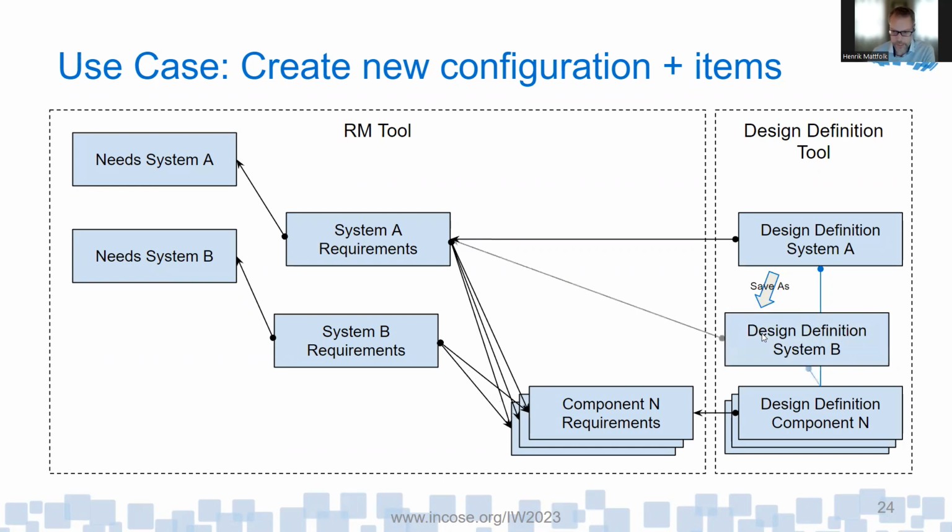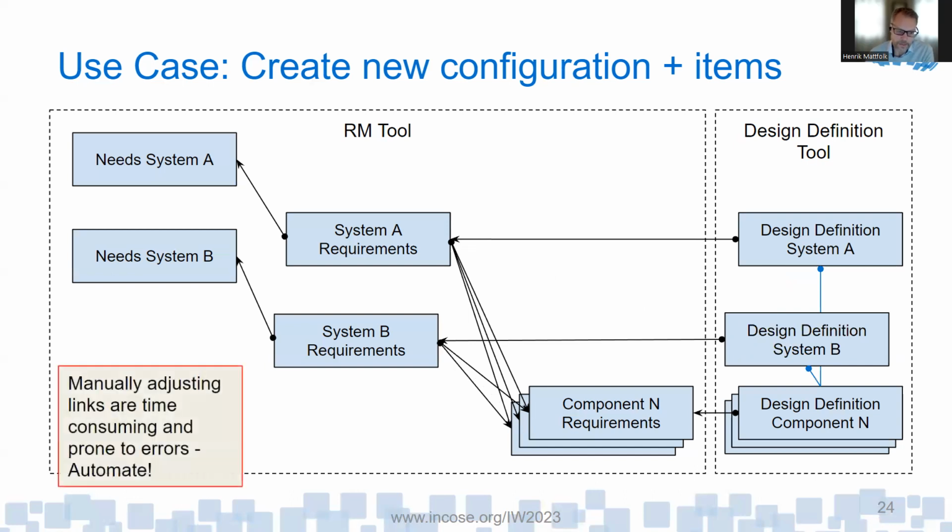So what happens then? Of course, those links are pointing to system A's requirement, but that's not what I want. So now I'm going to have to adjust the links again, remove that, and make them point to the version I intend. So this manual adjusting of links is time consuming, and it's also prone to errors because you may forget to adjust some of these links. And we really want this to be automated and not manual. So let's look at how a configuration record can help us in this.